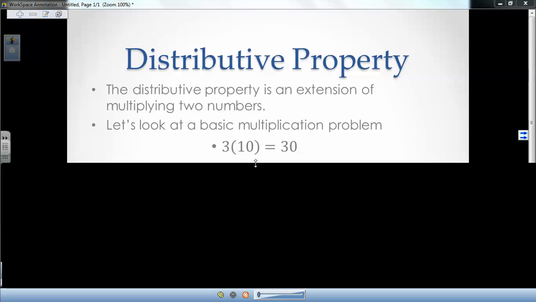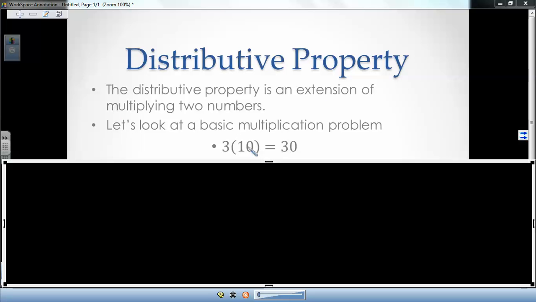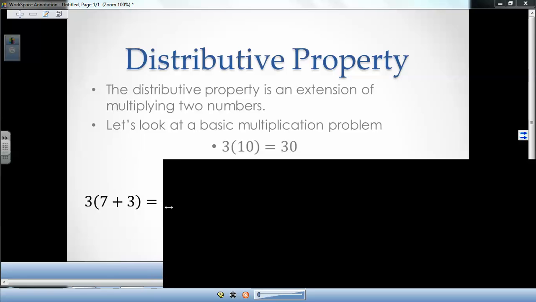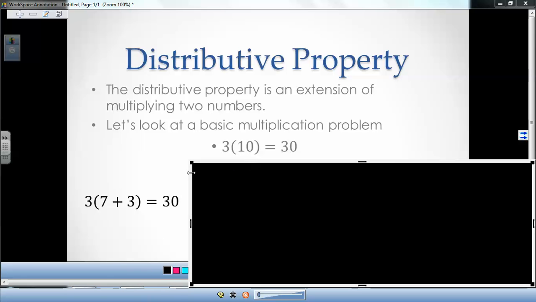So this 10 that we're multiplying 3 by, we can write 10 in a lot of different ways. The first way, I know you've already seen it, is that we could write 10 as 7 plus 3. So this is still 10, so 3 times 10 still has to be 30. And you can see this 3 gets multiplied times all the pieces of 10.